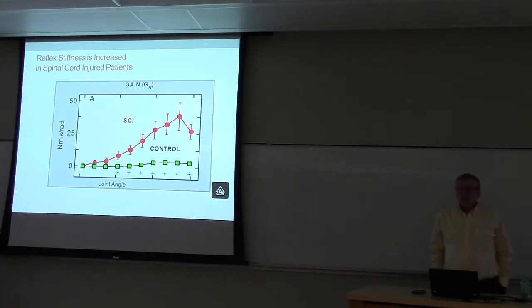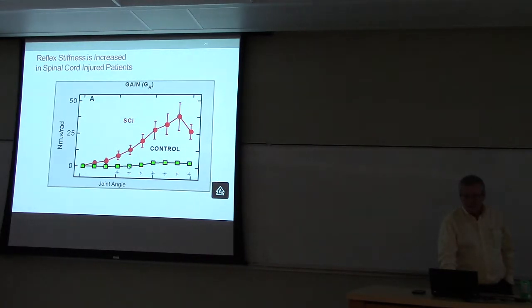Now, if we look at spinal cord injured patients and do the same experiment and compare reflex stiffness, what we see with these guys is that the change we saw previously in the control studies becomes small, and we get this enormously increased reflex contribution in spinal cord injury. In fact, it becomes almost the dominant component.